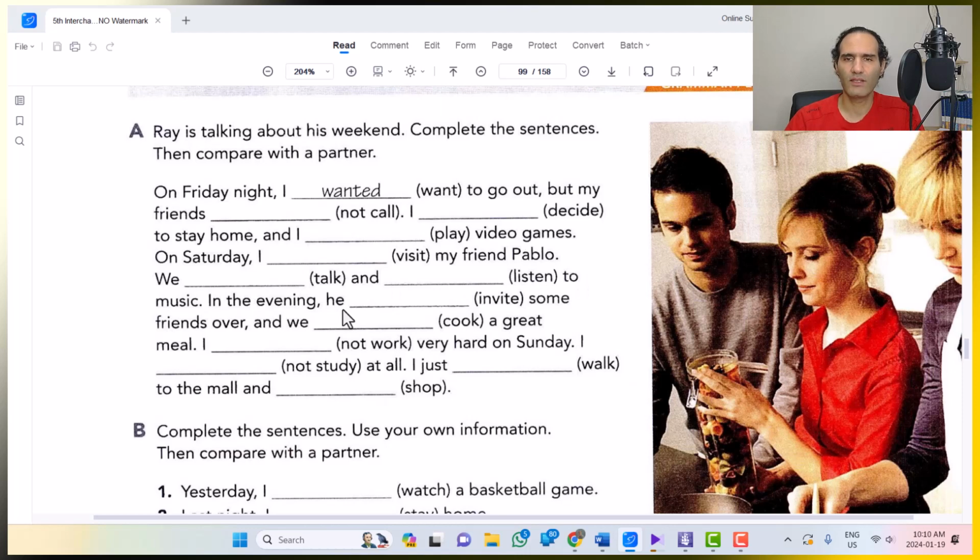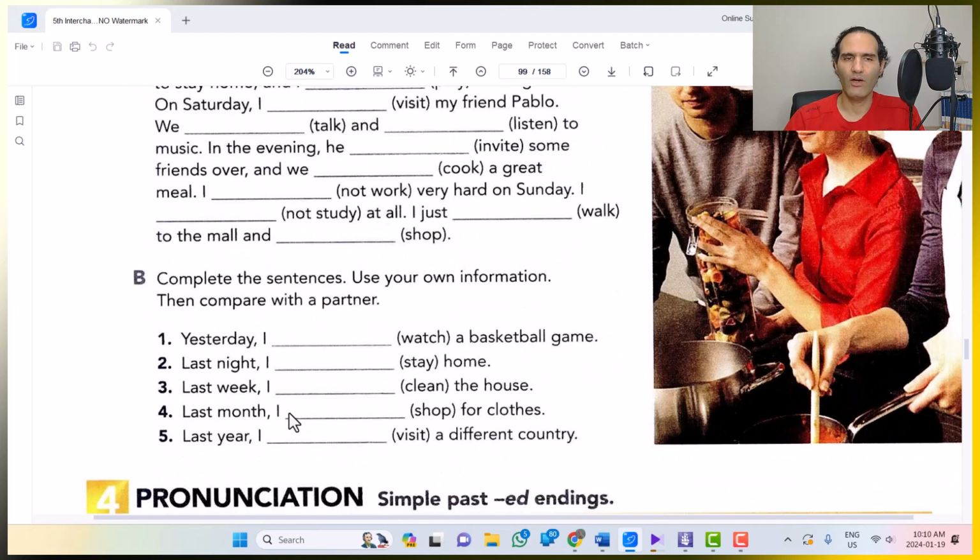In the evening, he invited some friends over. Invite over means invited them to come to his home. For example, I invited some friends over last night. It means some of my friends came to my home last night. And we cooked a great meal. I didn't work very hard on Sunday. I didn't study at all. At all means nothing. Zero. I didn't study at all. I just walked to the mall and shopped. Double P. Got it?